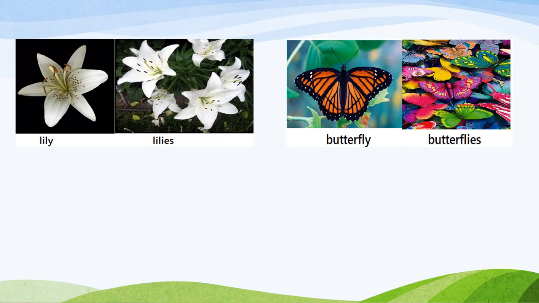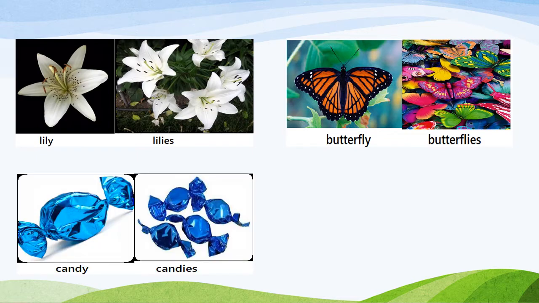Butterfly. Now butterfly also ends with Y, and the letter before it is L, which is a consonant. So you drop Y and you add IES to make it plural, which is butterflies. Candy. Now look here, candy also ends with Y, and the letter before Y is a consonant. So again you will drop Y and you will add IES and it becomes candies.